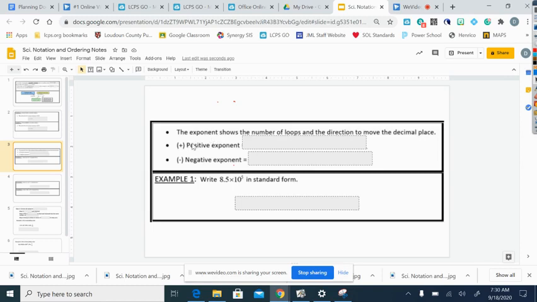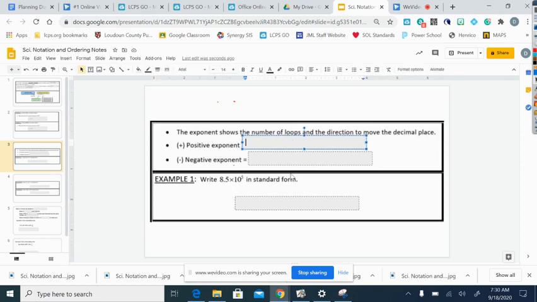The exponent shows the number of hops and the direction to move the decimal place. So generally, the positive exponent will move you right. The negative exponent tells you to move left. I'm sorry, I had that backwards. I'm going to say the positive exponent. Yep, no, that was right. Tells you to move left.